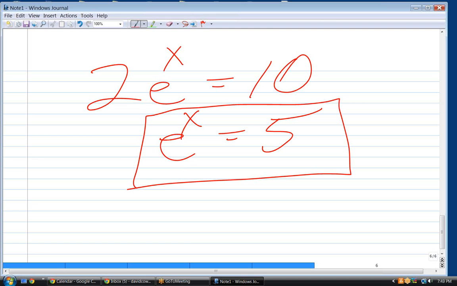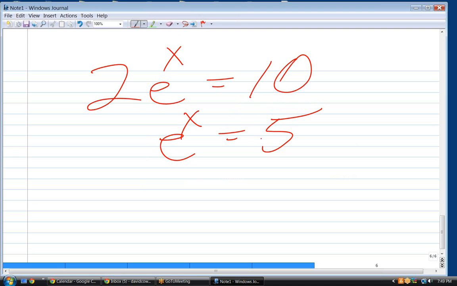We know that e to the 1 power is 2.71. E squared is going to be somewhere around 7 or 8. So e to some power equaling 5, this must be between 1 and 2. X is between 1 and 2. But I have no algebraic way of solving it. But I do have a logarithmic way.